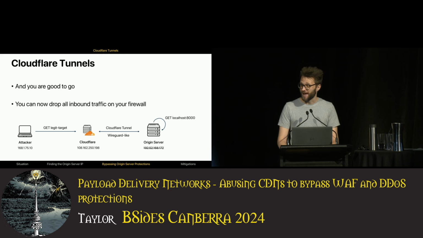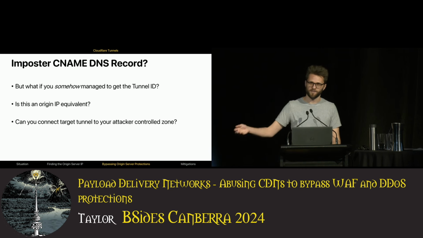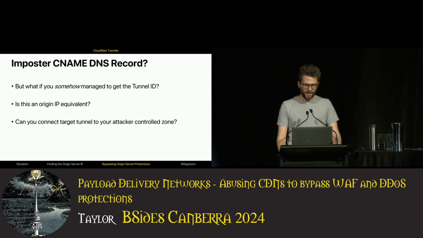But thinking back to that CNAME and the way that we set that up, is it possible to do some sort of imposter CNAME DNS record? So following in the same way that we did the imposter domains, can we do an imposter tunnel and use a tunnel that's associated with someone else's zone in your attacker controlled zone? I'm not sure exactly how someone would get the tunnel ID, but if you somehow manage to do this, we can test it out and see whether it's equivalent to getting an origin IP. Can we just connect our target domain to the attacker controlled zone?